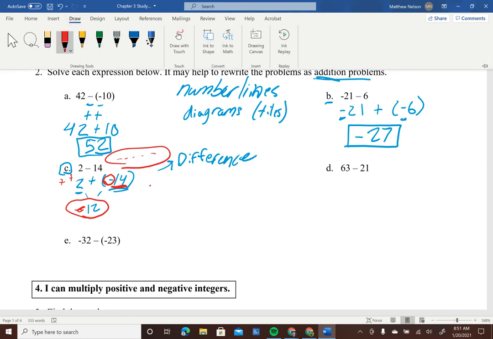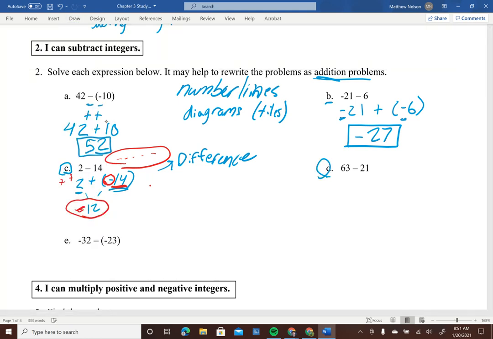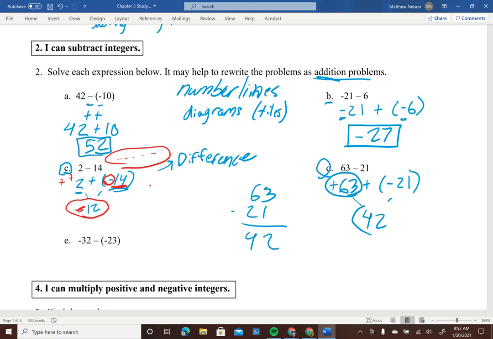All right, looking at the next problem here. Problem D. 63 minus 21. We rewrite it as 63 plus negative 21. So here we have different signs, positive 63 and negative 21. So we're going to find the difference. So 63 minus 21 gives me 42. 42 is my difference. What sign is it going to take, positive or negative? Well, 63 is the bigger number in terms of absolute value, and since it's a positive 63, my answer is also going to stay positive. Problem E. I'm going to start with negative 32, and I'm going to change this to plus positive 23, right?